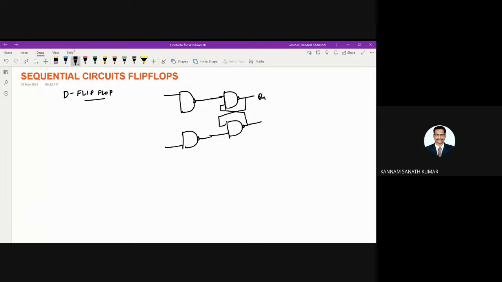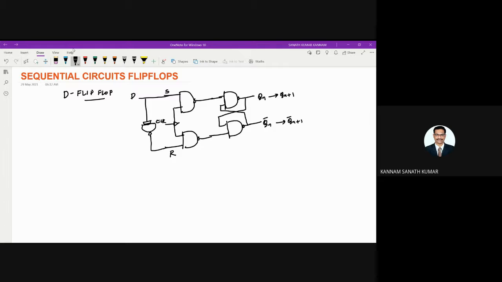So this is the Qn bar. The next state is Qn plus 1, and here the next state is Qn plus 1 bar, and you have the common clock, this positive edge triggered clock. So how do you get the D flip flop? The input is connected with an inverter. This is also a NAND gate. This is S and this is R. This one is nothing but D.